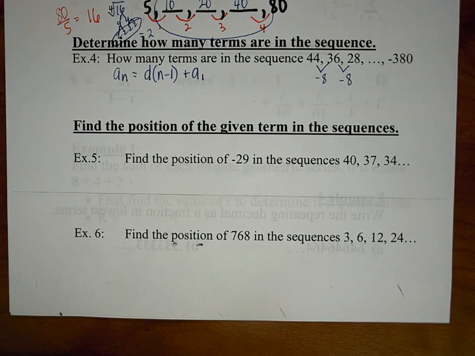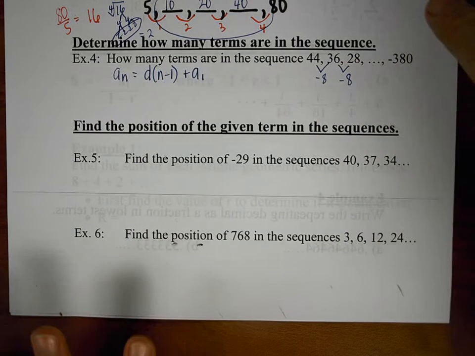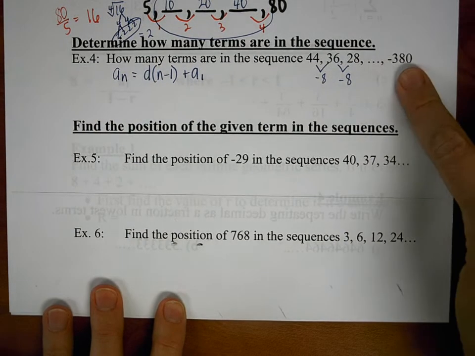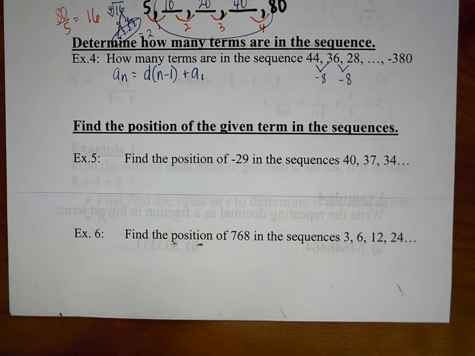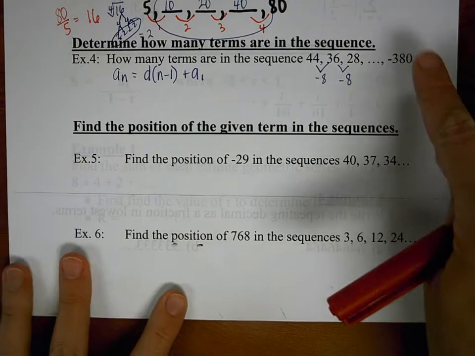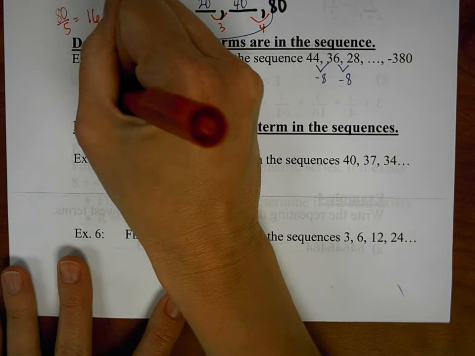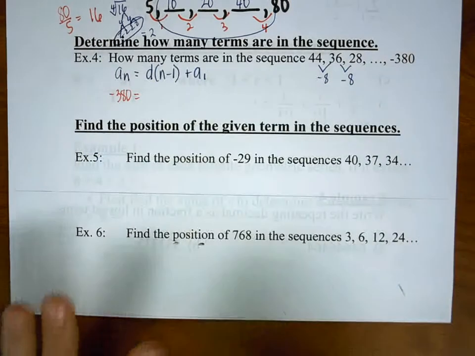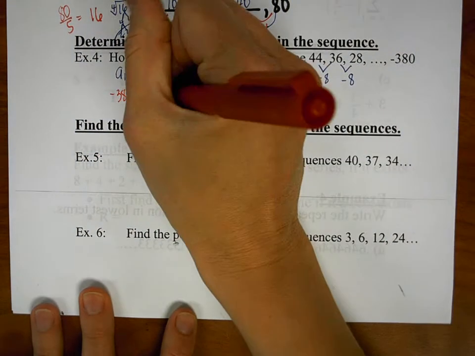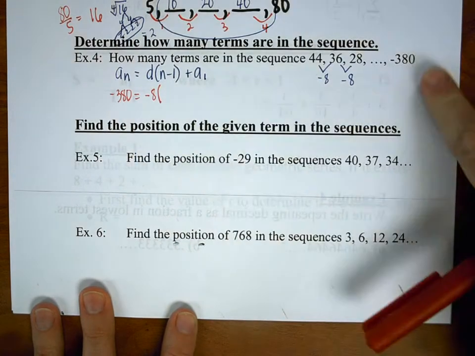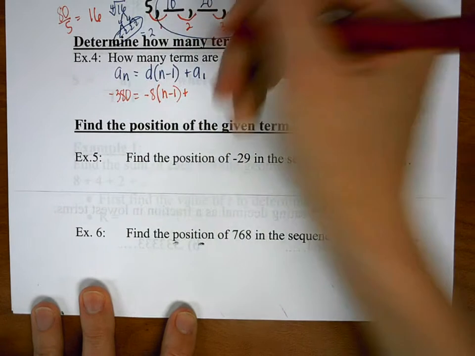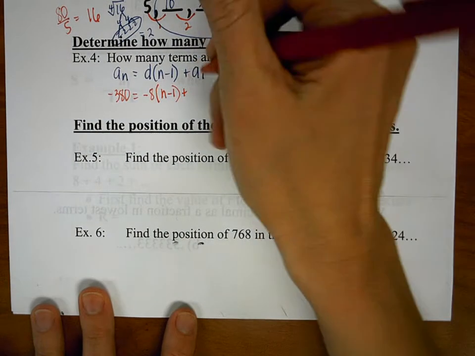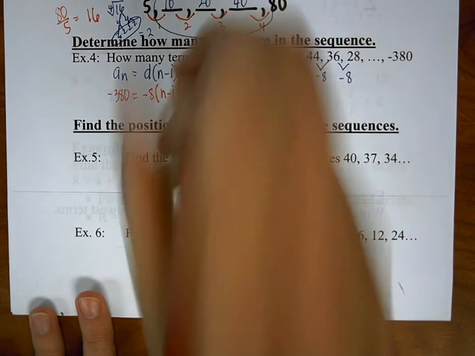So now we need to find out how many terms are in the sequence. So we need to find out what is the n value of negative 380. So we're going to plug in the information that we know in order to find n. So a sub n equals negative 380 equals d, the difference is negative 8, times, we don't know the n value, that's what we want to find, n minus 1, plus my first term, a sub 1, is 44. And then we will simplify and solve.